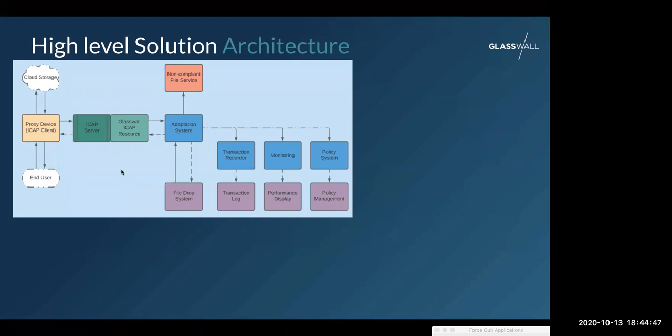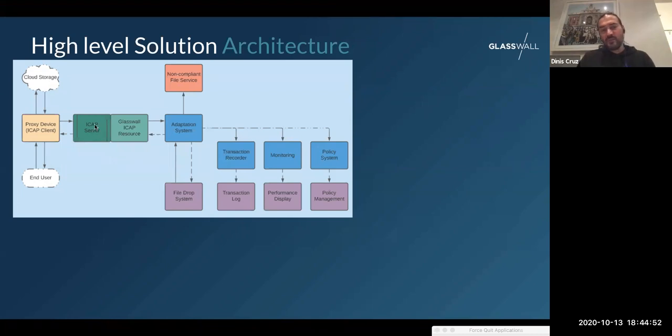So this is fundamentally the process, right? You have the ICAP device, the ICAP server, this is what gets called, and then the resource, which is basically the actual bit that is Glasswall specific, and then this will call what we call the adaptation system. We call it that because it's ICAP, so Internet Content Adaptation. So that's kind of where the name came from. We have this concept of a non-compliant file server, and then there are all the transactions, all the monitoring, and the policies, right?